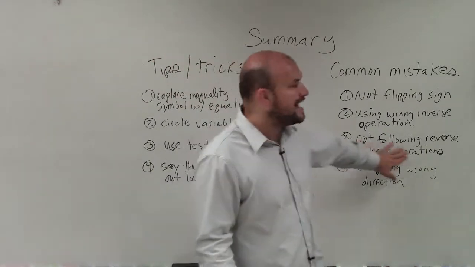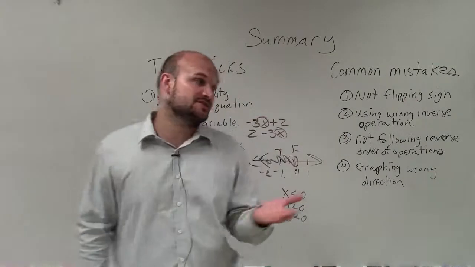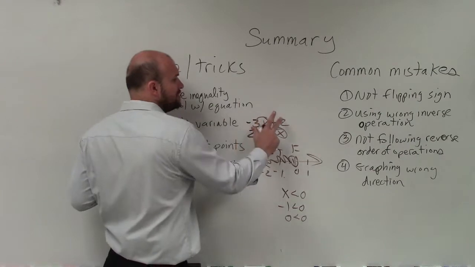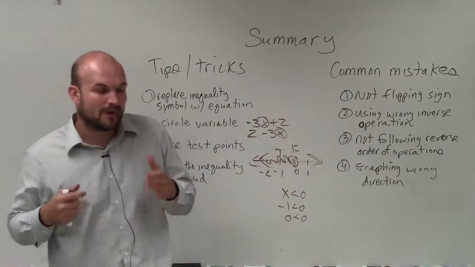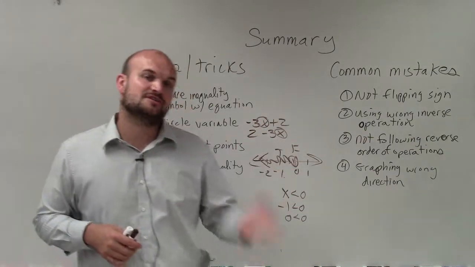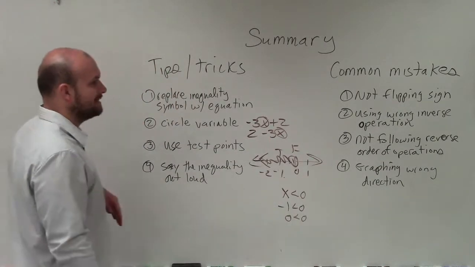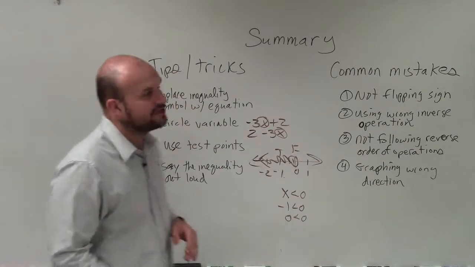And then also not following the reverse order of operations. Some students might want to undo multiplication by negative 3 before undoing adding 2. Remember, we always undo addition and subtraction first, then undo multiplication and division. And lastly, graphing in the wrong direction.